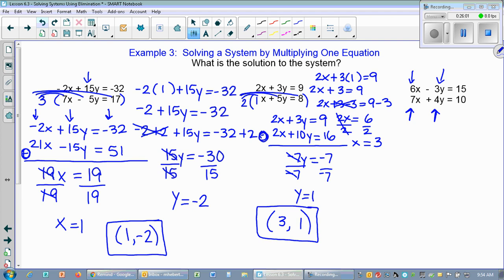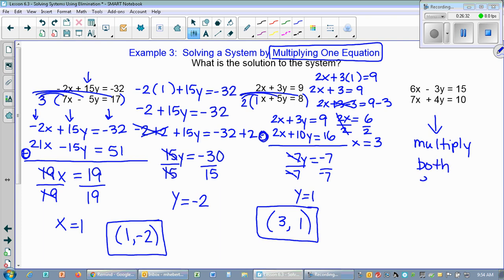When you come to this type of situation, you can choose to multiply either the top equation or the bottom equation by a different number. We're going to save this one for a little bit later. It does not meet example 3, solving a system by multiplying one equation. This one will require us to multiply both equations. For today's lesson, we're dealing with multiplying only one equation. So we're going to X it out for now and leave it for later.